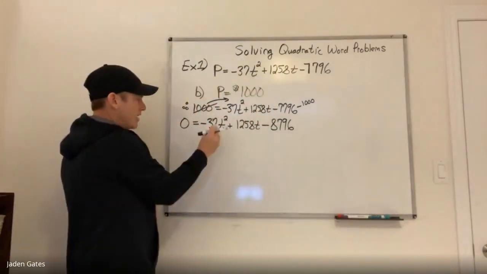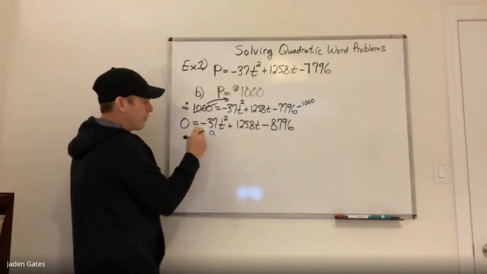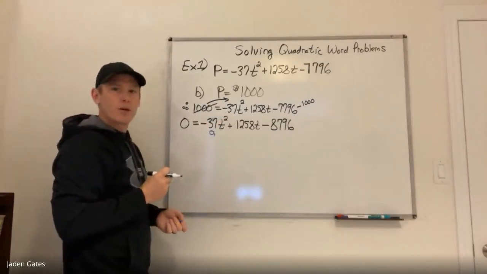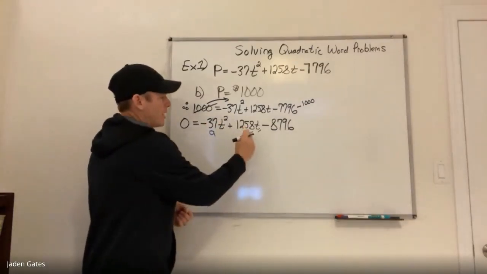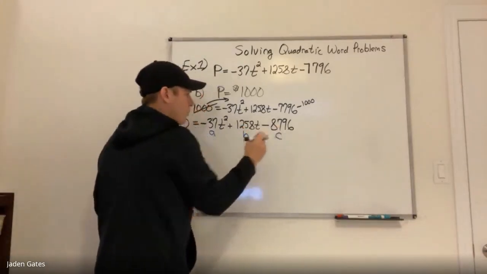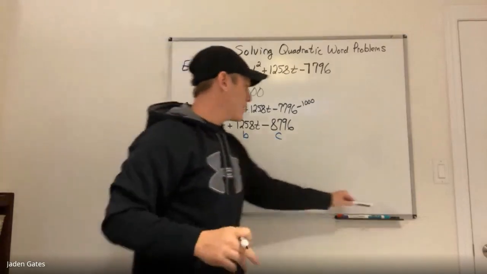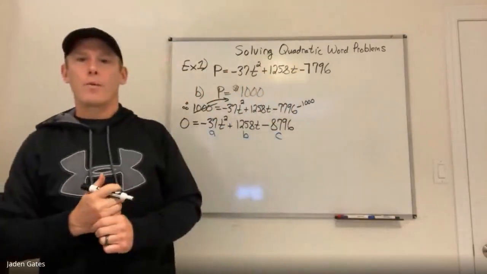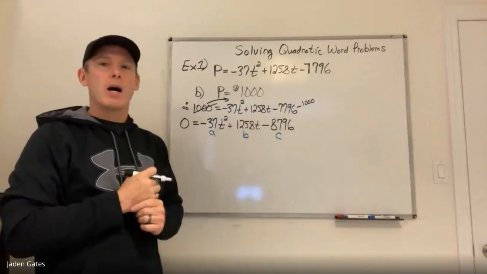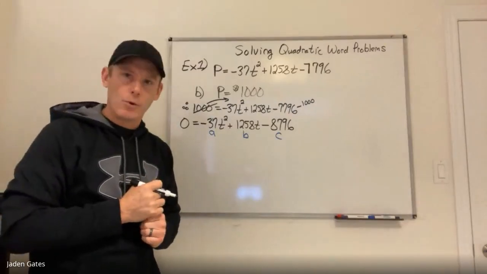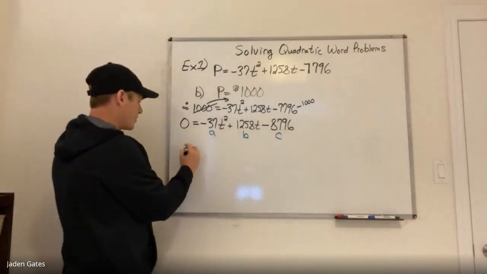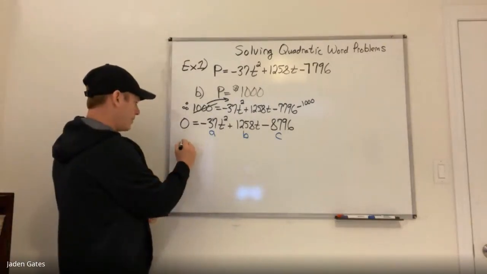And again, the A value is always in front of the squared term. In this case, it's T squared instead of X squared. Our B is always the number in front of the T or the X. And our C is always the number. All right, so again, I'm going to use my quadratic formula, which, again, you have to know: x equals negative b plus or minus the square root of b squared minus 4ac all over 2a. All right, so here we go. Instead of x, we're going to have a t equals.